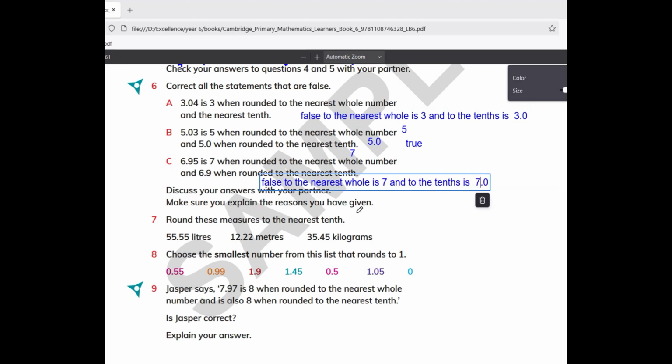Here we go. They ask you to round these measures to the nearest tenth. Nearest tenth: you see each measure and then you see which digit is the tenth. Like when we say 55.55, we see that the tenth is 5, and after 5 there is another 5. So it's going to be 55.6, and the unit is liters.